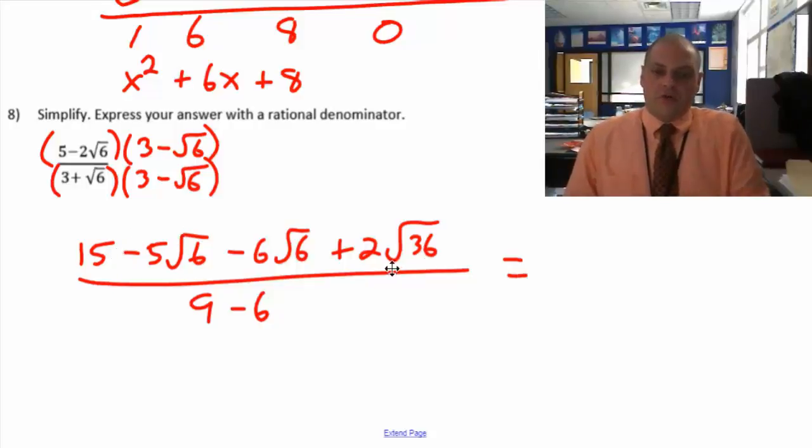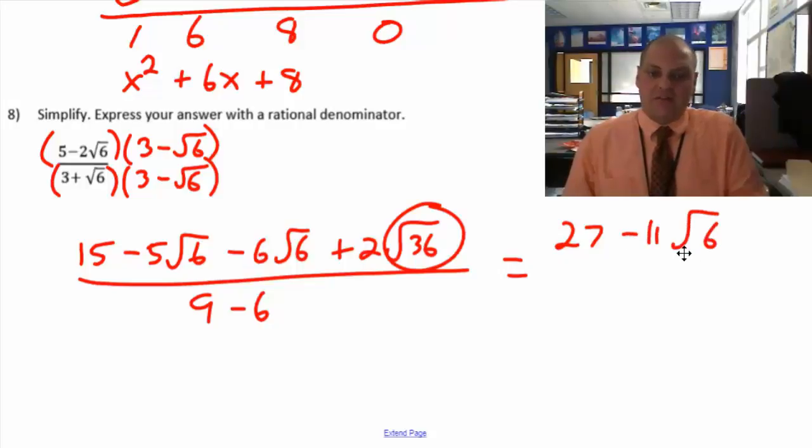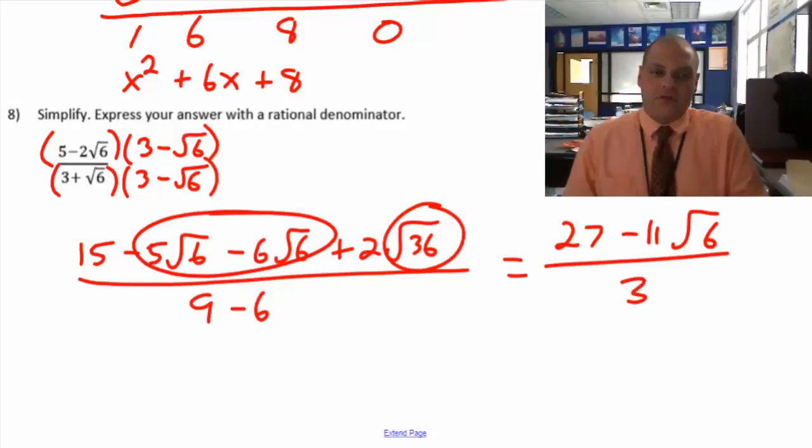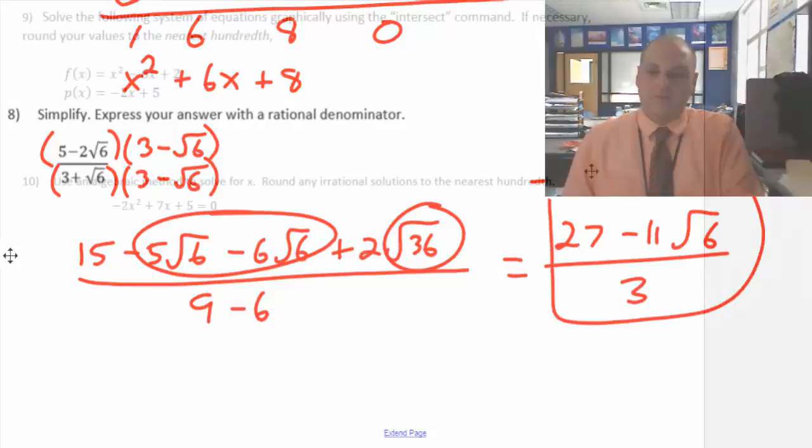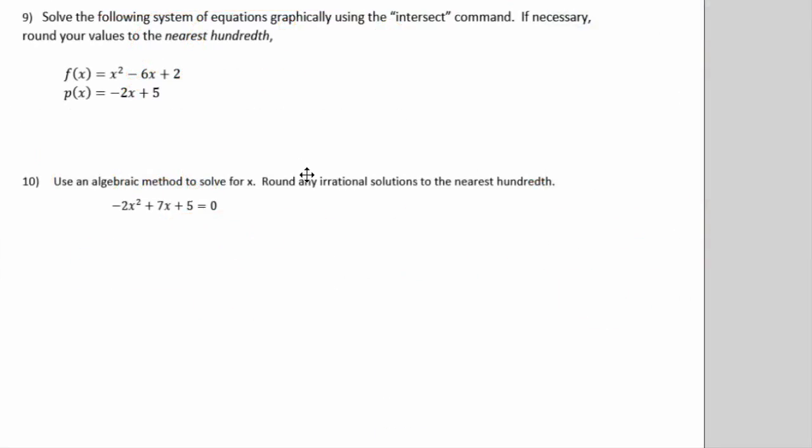All right, 2 times, this is 6 right here. 2 times 6 is 12. 15 and 12 is 27. Minus 11 radical 6. These combine for negative 11 over 3. Dunzo.